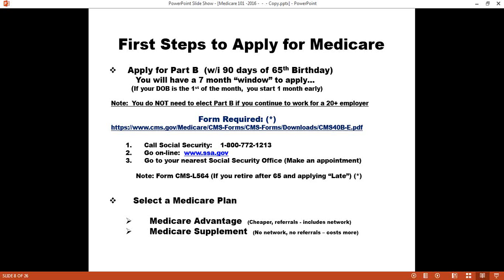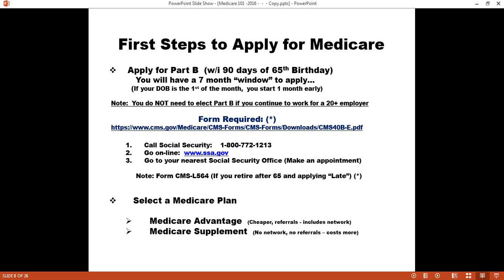Now you'll see on the slide I say form required and there's an asterisk. Anytime you see an asterisk, that means that I can forward whomever the link to that form. So you can go online and Google it and get it, or you can ask me to forward you the link to the slide, and I'm pleased to do that. But anyhow, on that slide is the form that's required.